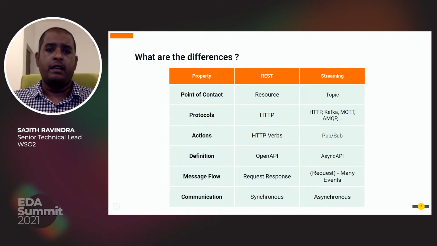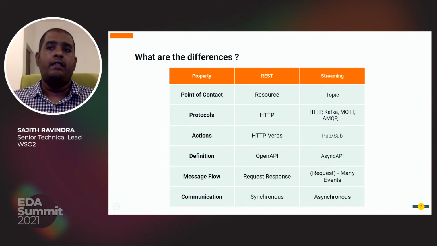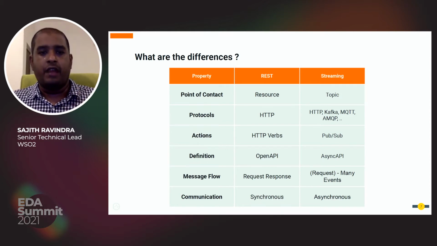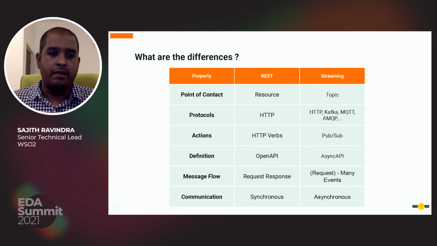Also, when it comes to the actions that you can perform on these topics and resources, in the REST world it's the HTTP verb. You can do a GET, POST, or some other HTTP verb. But in the streaming world, it should be either publish or subscribe. And how do you describe a REST API? OpenAPI is a well-established standard in the REST world to describe an API. Similarly, AsyncAPI is coming up as a well-established and well-adopted standard in the streaming world.